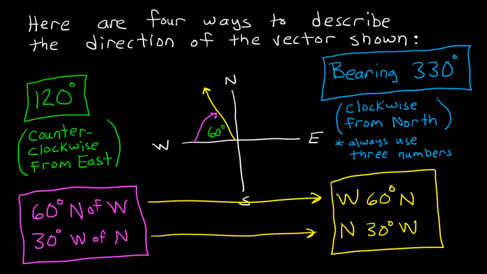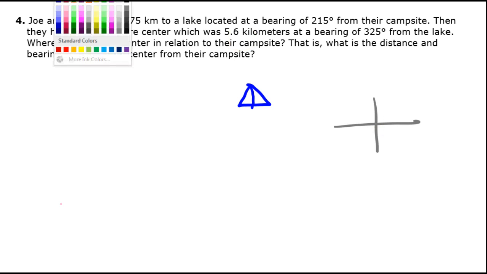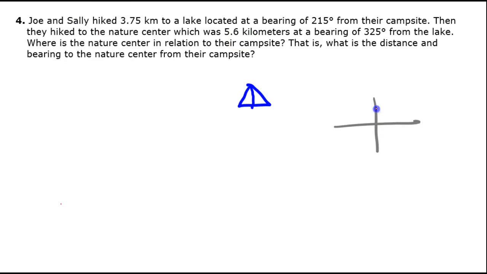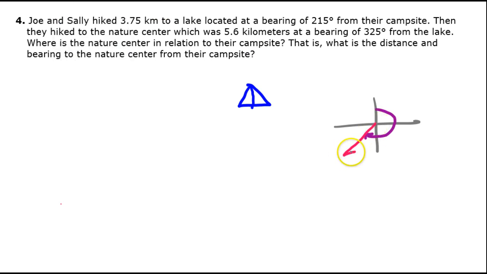So, for example, a bearing of 200 degrees would be like this. You would have to start from north and go around like this. So far, I'm at a bearing of 180 degrees, so a little bit past that. So a bearing of 200 degrees would be here in the third quadrant. Okay, so that's what they mean by bearing.